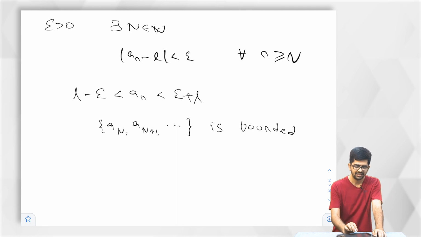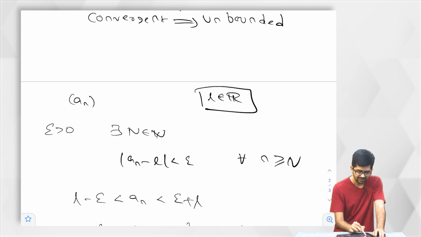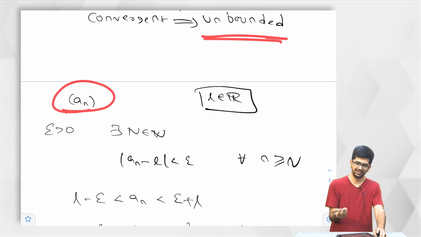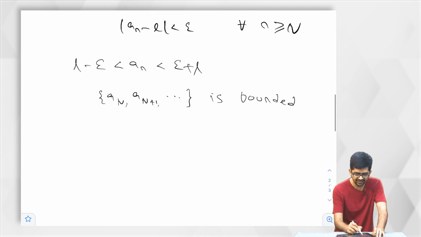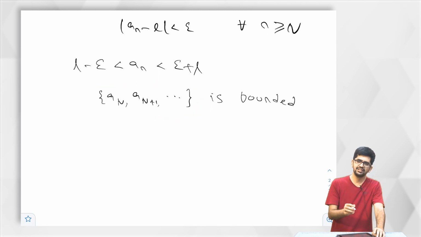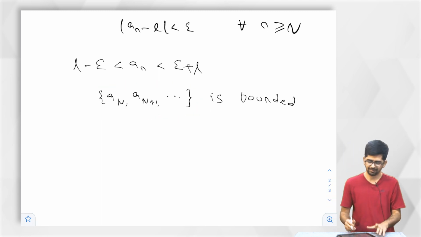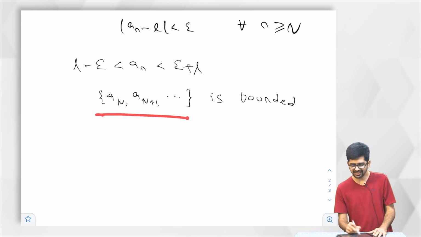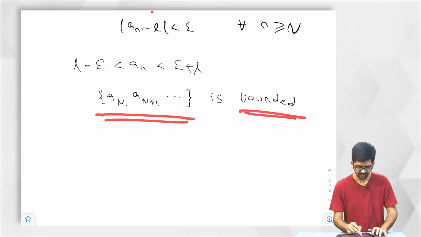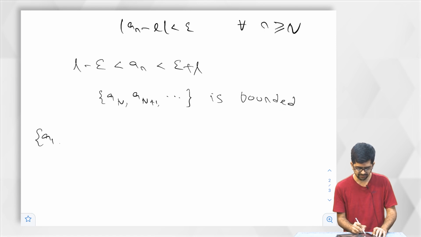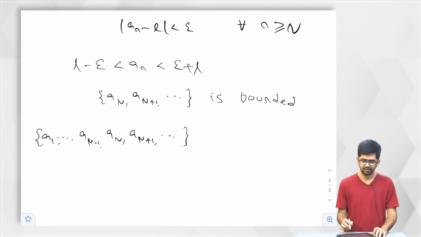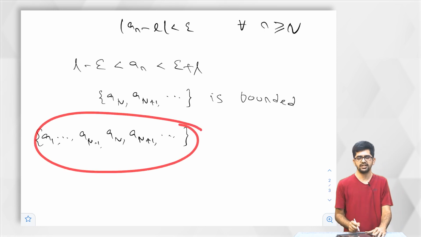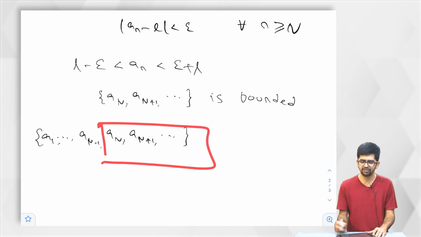But we are trying to look at this being unbounded or bounded, we do not really know. So we got till here. We do not have any idea about the image of the sequence, but we know that some partial image is bounded. We actually have to say about the whole sequence a_1, ..., a_(N-1), a_N, a_(N+1), and so on. To talk about a sequence being bounded, we need to say that this whole thing is bounded, but what we know is just that this part is bounded.